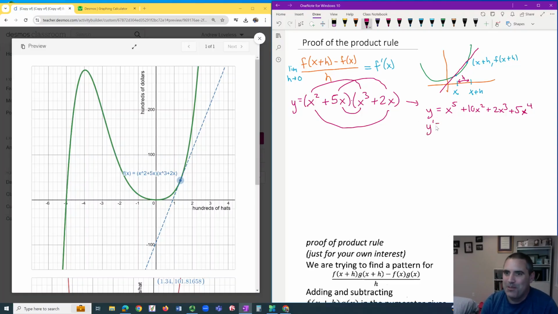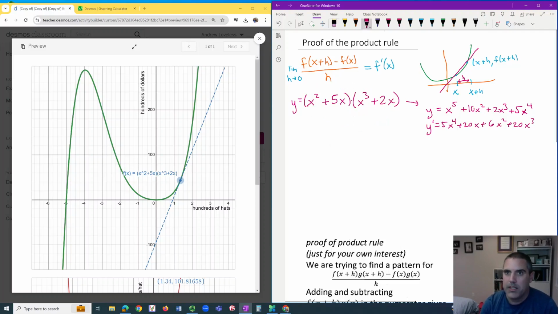Okay, so the derivative is 5x to the fourth plus 20x to the third plus 6x squared. And I admit it wasn't funny. Okay, that's the derivative. The product rule gives us another way. And if this was the only example, we wouldn't need the product rule, but we do need it.